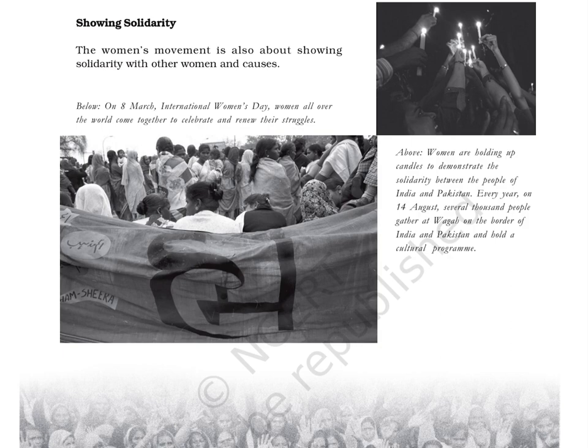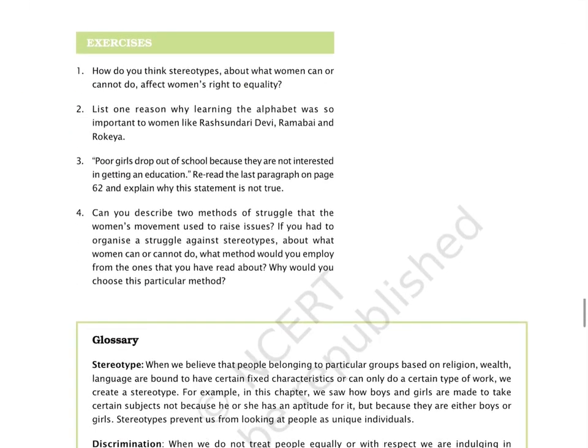Exercises. 1. How do you think stereotypes about what women can or cannot do affect women's right to equality? 2. List one reason why learning the alphabet was so important to women like Rashasundari Devi, Ramabai and Rokia. 3. Poor girls drop out of school because they are not interested in getting an education. Hear the last paragraph on page number 62 again and explain why this statement is not true.